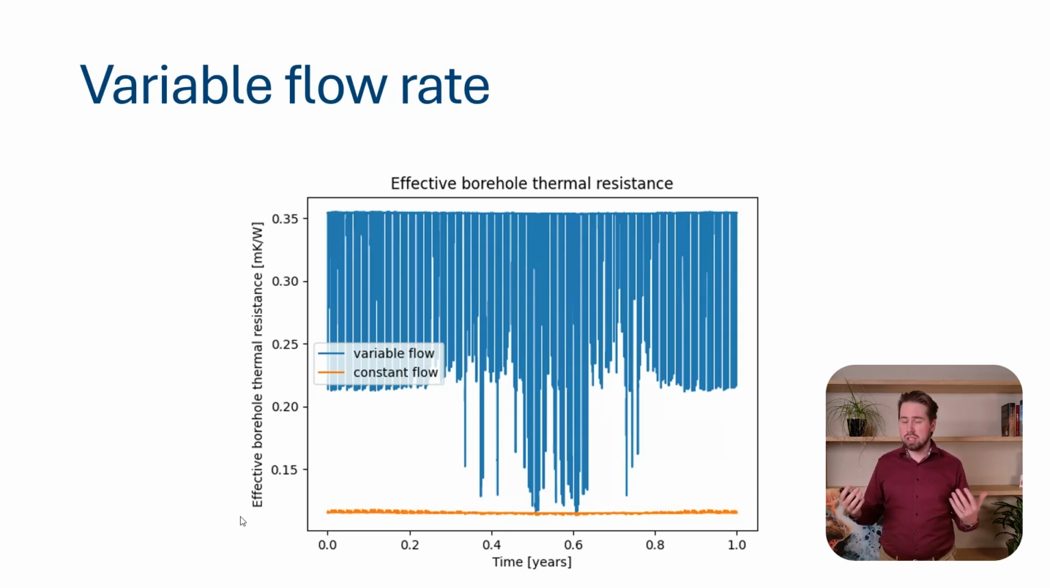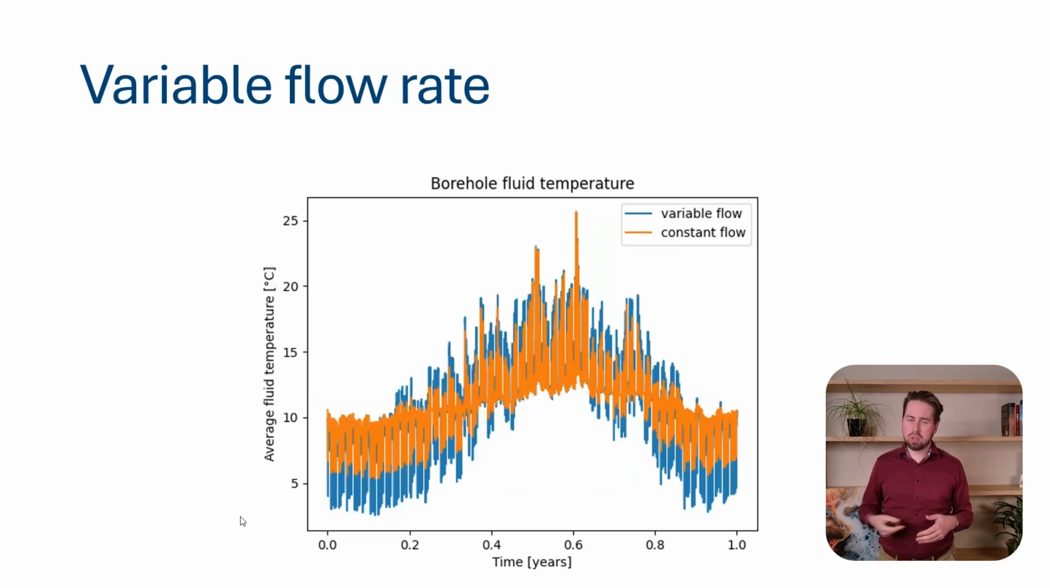But then in extraction, our flow rate was way higher, and we do not achieve this turbulent flow in reality. And when we're using a constant flow rate approach, since the flow rate is unrealistically high during extraction, we overestimated how good the borehole resistance was. And this you can also see on the temperature graph.